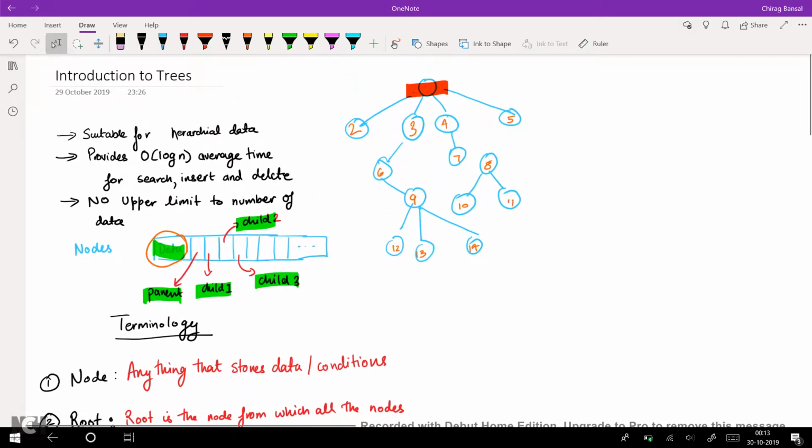Child of a node. The node connected immediately to a particular node moving away from the root. As we can see, 6 is directly connected to 3, and it is moving away from the root. Thus, 6 is a child of 3. Similarly, the node directly connected to the node moving towards the root is called the parent. As 3 is directly connected to 6 and is moving towards the root, therefore 3 is the parent of 6.